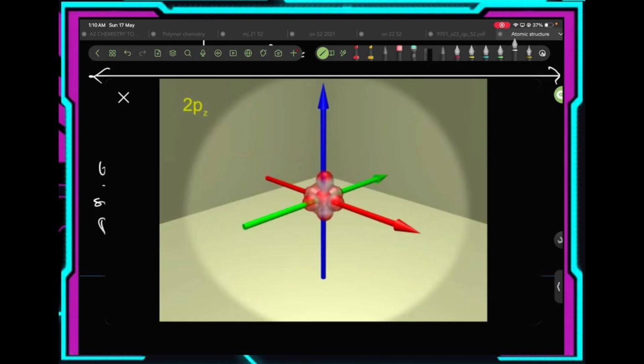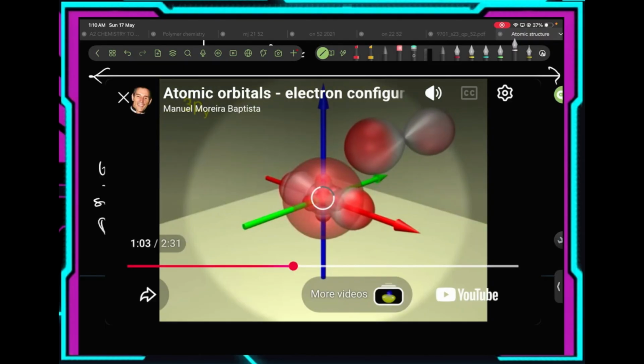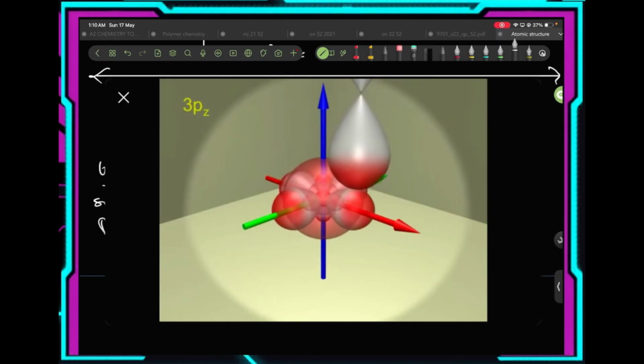Now we're done with the 2p orbitals. Now what comes after 2p? That's the 3s. Do you see the size difference? From 1s to 3s, it is greater than all of them. What comes after 3s? That's 3p. Again a dumbbell shape. And what do you see as the size difference of 3p and 2p? Yes, the 3p is supposed to be bigger, a bigger dumbbell shape. That's the 3pz.